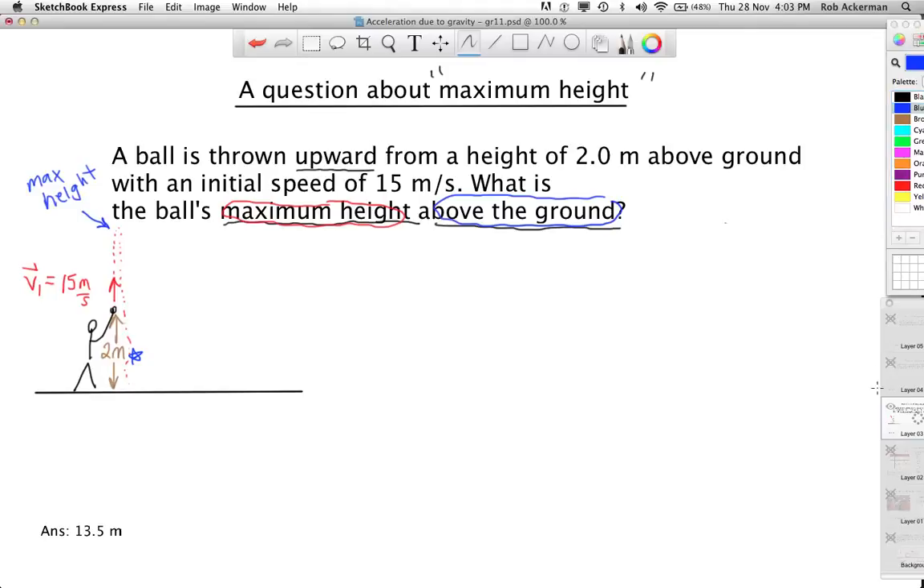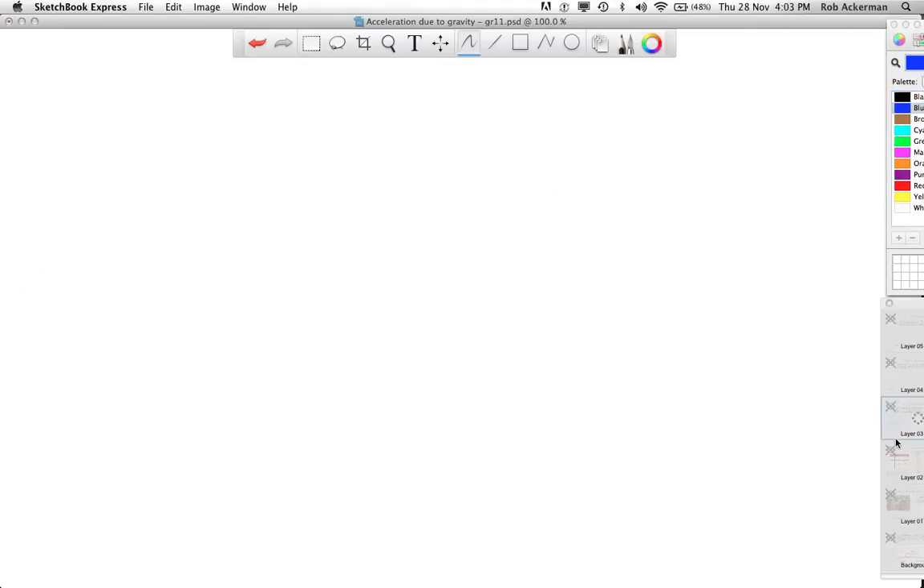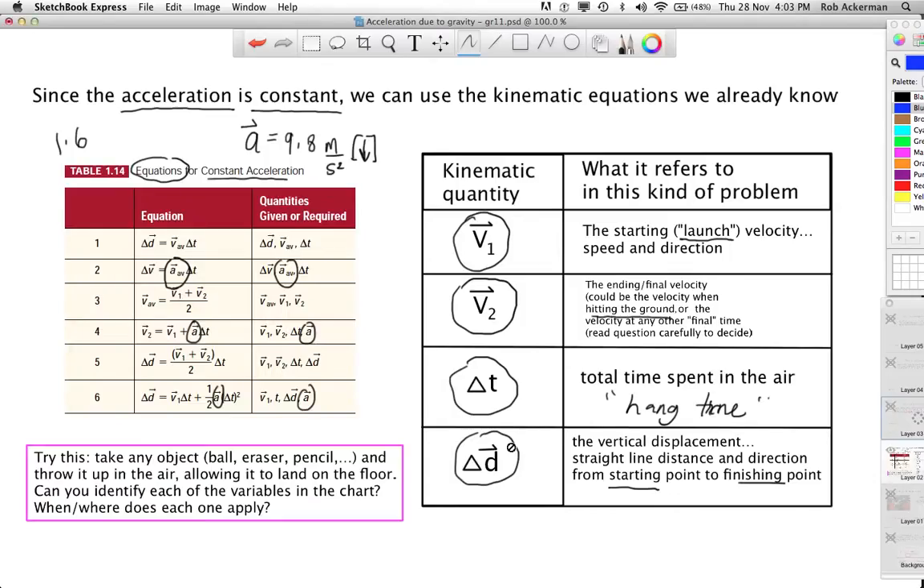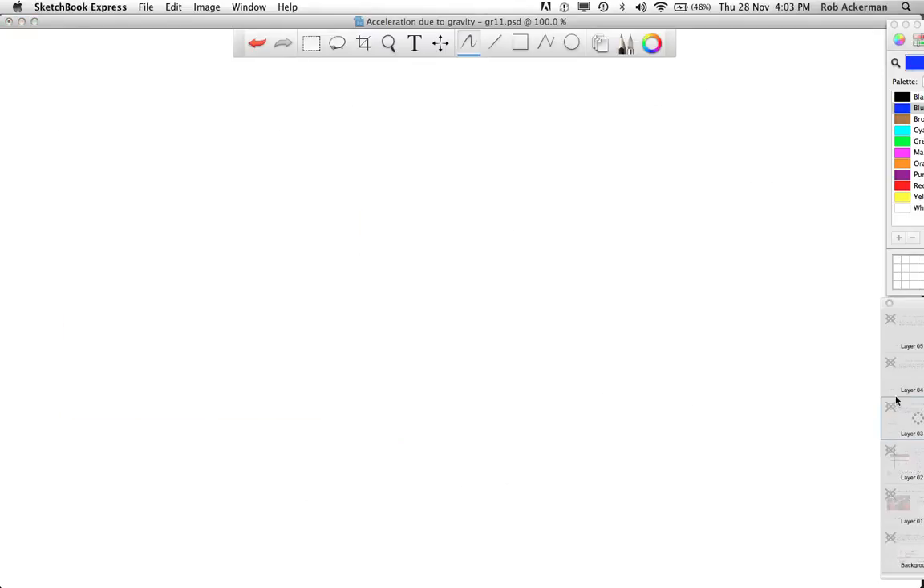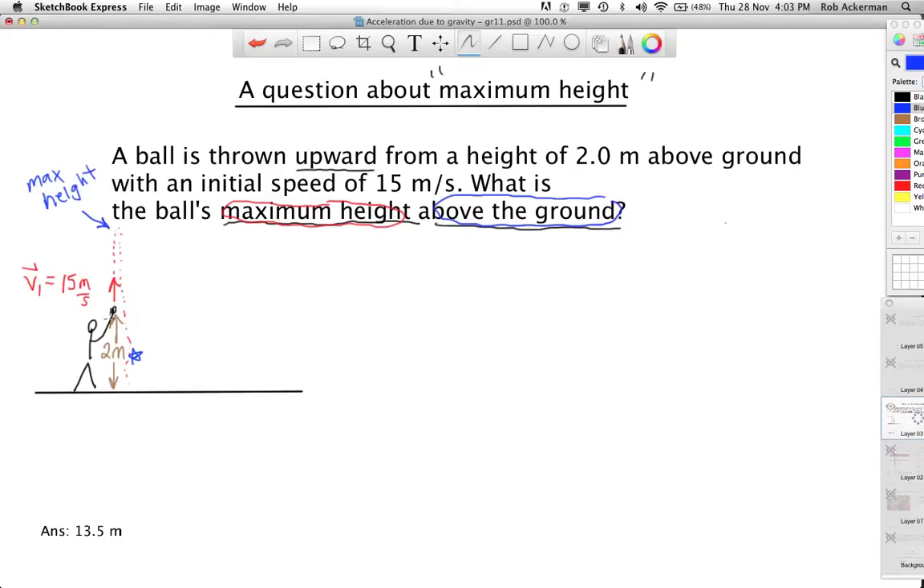So what variable is that extra bit that the ball goes up? Well, that would be a displacement, a straight line from start to finish. In this question, the start is obviously the launching, and the finishing is up here. So we can actually start writing some information up here. For example, do this right now.